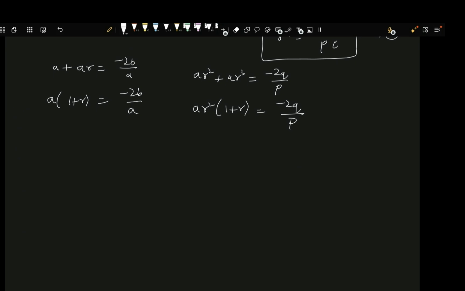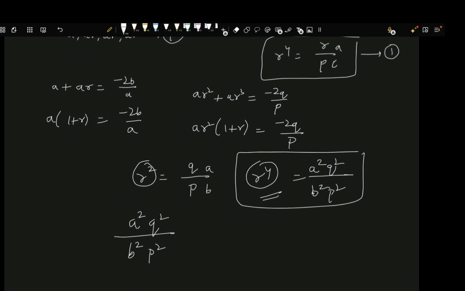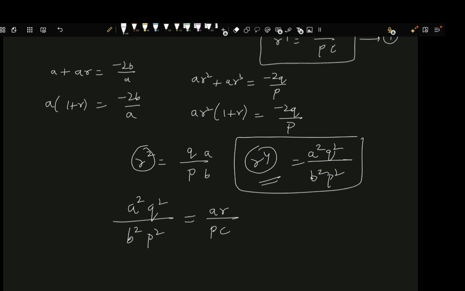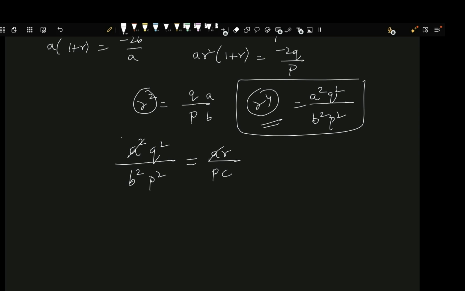Let's divide these two. We'll get r square is equal to, minus 2 minus 2 gets cancelled, q upon p and b upon a. So squaring these, a square q square upon b square p square. I am writing r to the power 4 from this is equal to a square q square upon b square p square. Right? And from here it is ar by pc, from equation 1.